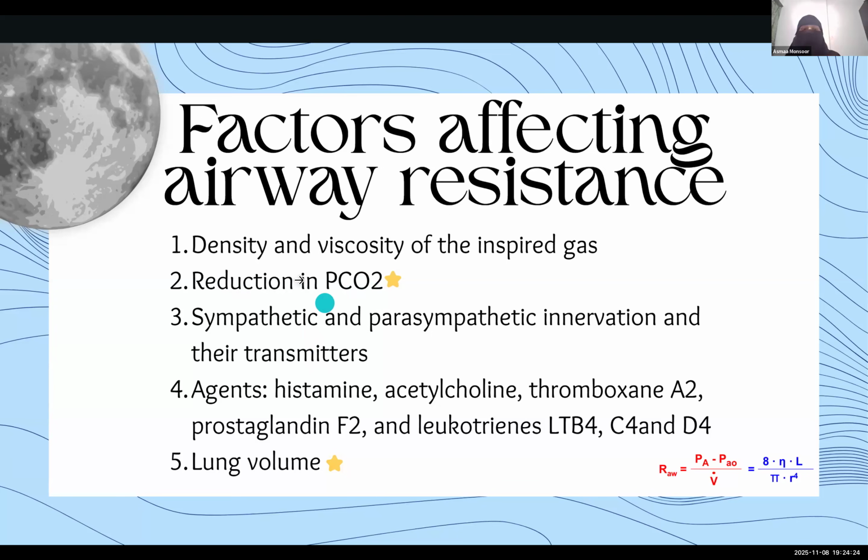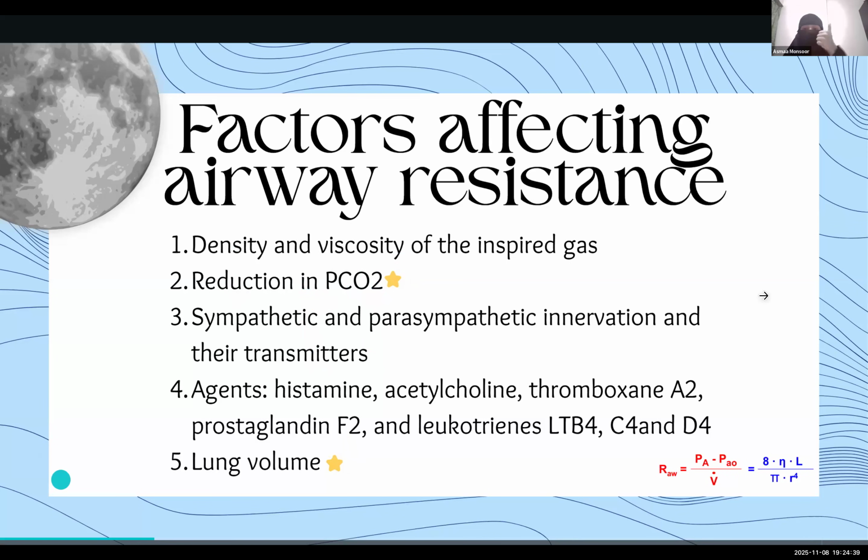The third factor is the amount of carbon dioxide or the partial pressure of carbon dioxide. I'll come to this later. This is important. It's important for the exam as well. I'll come to this later as well. And the last thing is lung volume. So I'll come to this as well later.